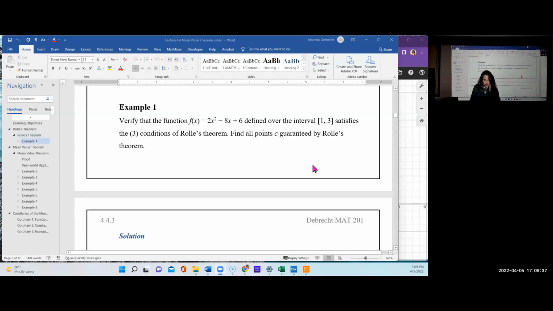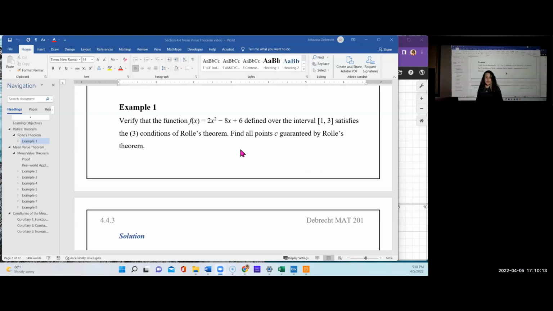Now we want to take a look at example 1. In example 1, we want to verify that the function f of x equals 2x squared minus 8x plus 6 defined over the closed interval from 1 to 3 satisfies the three conditions of Rolle's theorem. And then we want to find the points c that are guaranteed by Rolle's theorem. Now, Rolle's theorem is what we call an existence theorem. It tells you that the points c exist, but it doesn't tell you how to find them. So we're going to see if we can figure out how to find those points c.